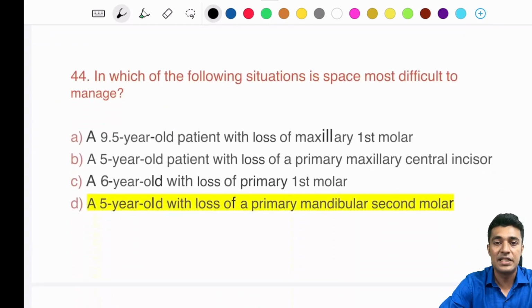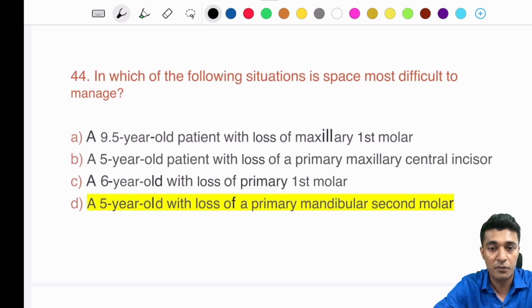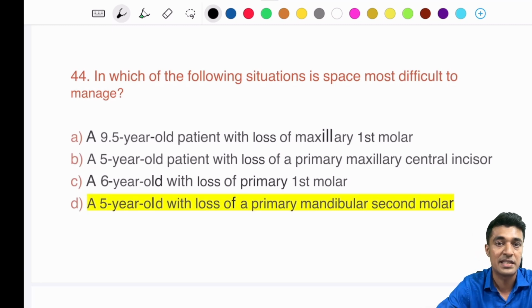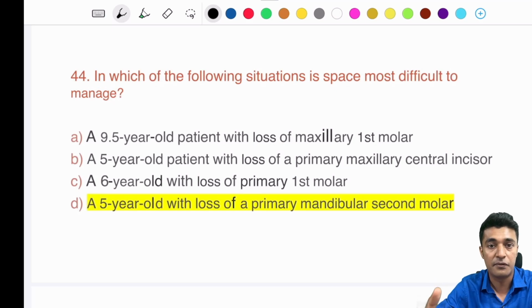Which of the following situations is space most difficult to manage? A 5-year-old with the loss of primary mandibular second molar. Because the primary mandibular second molar will be replaced only at a much later stage. So if it is lost, then the maximum space loss will happen within the first 6 months.